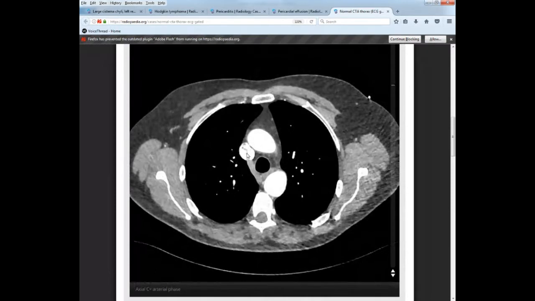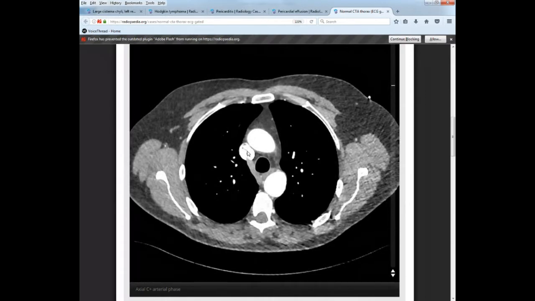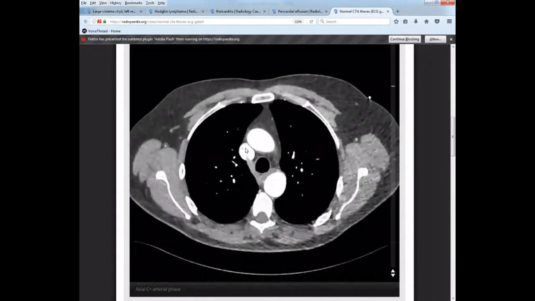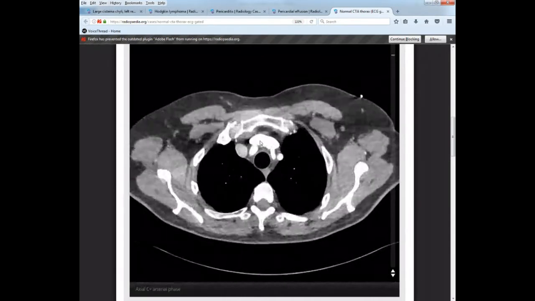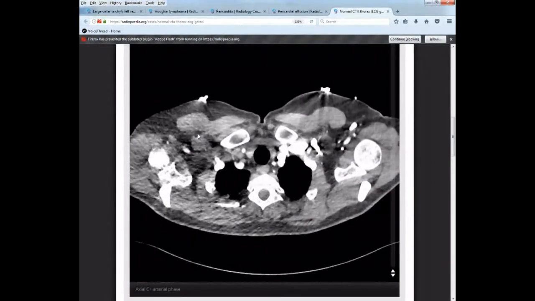So what I want you to see here is, because this is a contrast study, where is the contrast coming from? The contrast is coming from an IV in the patient's arm, right? So if the superior vena cava takes deoxygenated blood, or blood that's coming from the upper extremities, if I have an IV in one of those upper extremities, I'm going to get this bright white contrast in my superior vena cava because it's receiving that contrast directly from the subclavian vein of whatever vessel the IV is in.